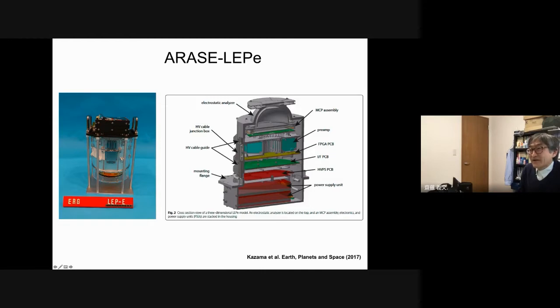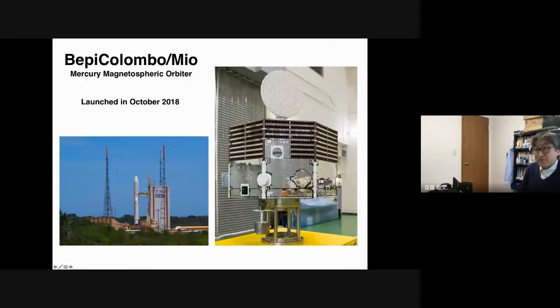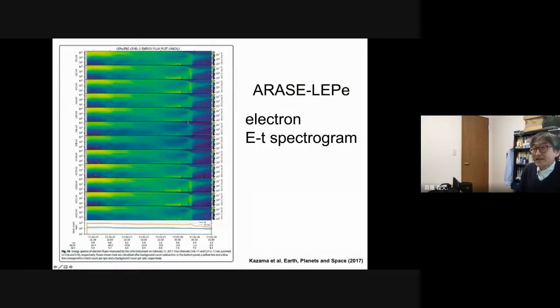The preamplifier and the MCP detector are here, the multiplier is here, the MCP anode is here, and the preamplifier is here, and the high voltage power supply to supply voltage to the detector and analyzer plate is here. And using this instrument, this kind of very beautiful energy-time spectrogram is obtained. Okay, so this is an example of the data.